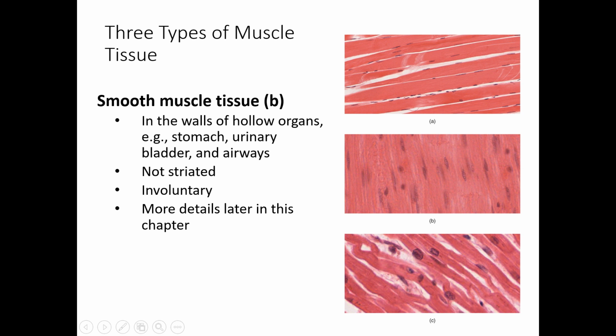Smooth muscle tissue is different. It's located in the walls of our hollow organs like stomach, bladder, and our airways like bronchi. It's not striated, it's involuntary, we cannot control it, and we'll talk about it later in this chapter.